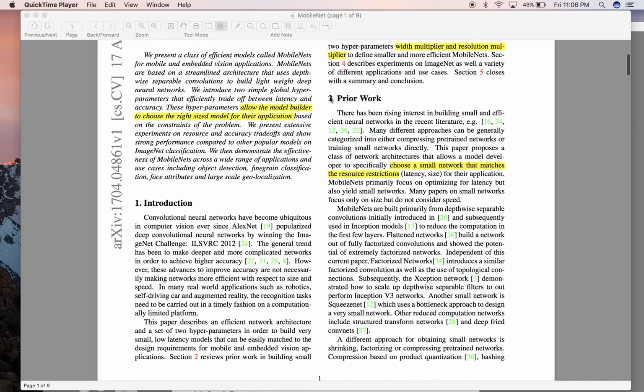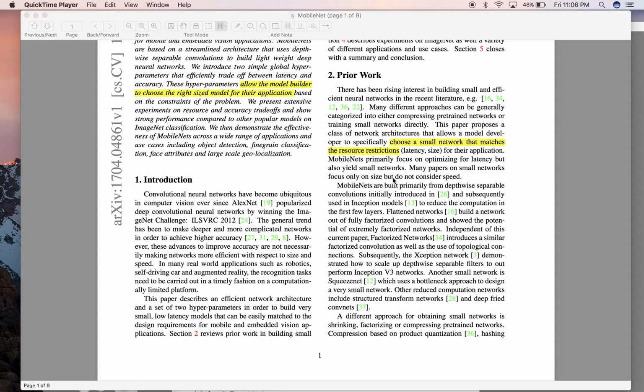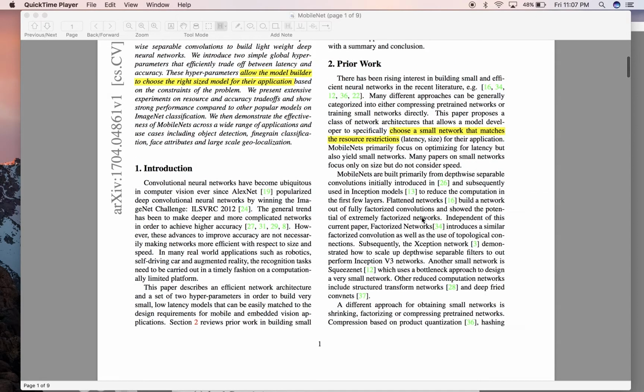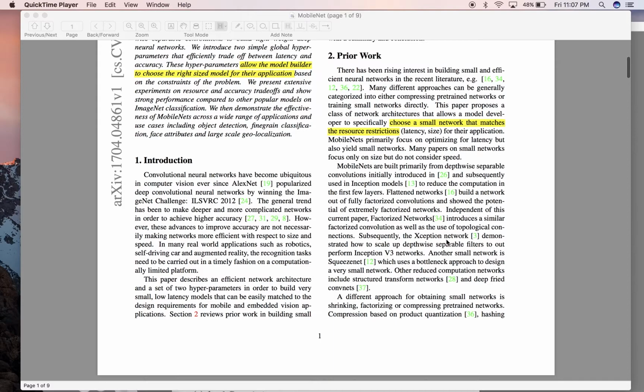So in section 2, they go over some of the past work that has been done in this field, and this is common to all papers. They usually have the same outline. So this paper introduces a small network that the user can match his resource restrictions to. So if he wants a trade-off between accuracy and speed, he can decide how that trade-off should be, what should be more favored. And the MobileNet paper builds upon the Xception network, which I'll cover in a future video. So stay tuned for that.